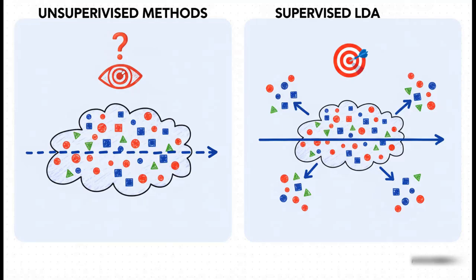Okay, so here's where things get really interesting. You've got unsupervised methods, right? They just look for the biggest spread in the data. They don't care what the data points are. But LDA is supervised. That means it uses the class labels. Is this a cat? Is this a dog? Is this a bird? To intelligently find a new perspective, a new angle that best separates those groups we already know about. This is what makes it so incredibly powerful for classification problems.